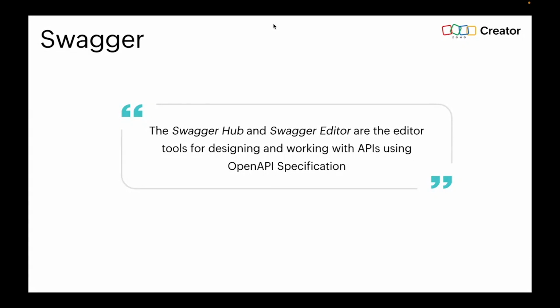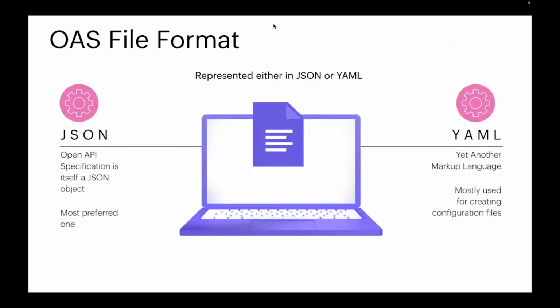We have SwaggerHub and Swagger Editor, which are interfaces or editor tools used for working with this Open API Specification, that is OAS. So we can upload this OAS specification document into SwaggerHub. I'll show you how SwaggerHub and the Swagger Editor look. Before that, we'll also look into the OAS file format.